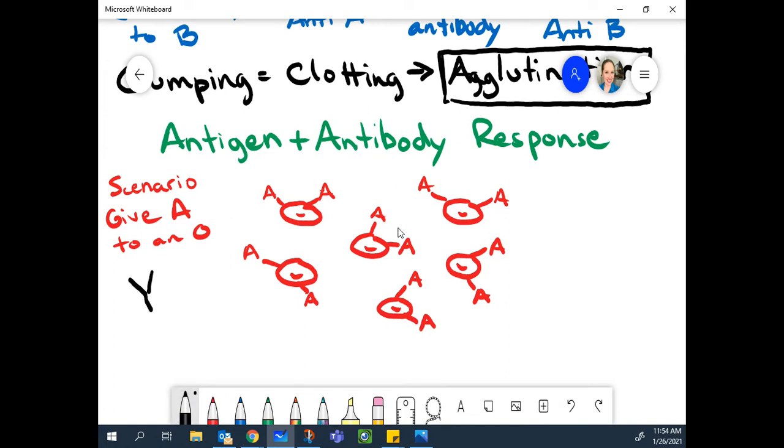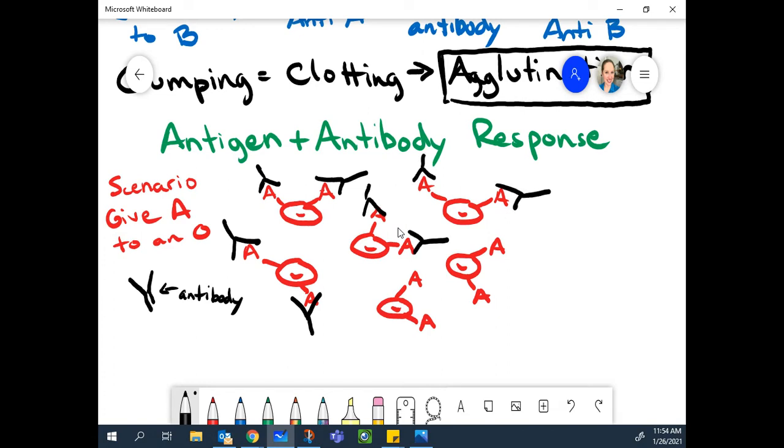Antibodies are like little Y-shaped proteins. So this is an antibody, and it's going to recognize those A's as bad. So it's going to bind to all of the A proteins. It's kind of like a lock and key-ish. It's like a glove holding a baseball. You can pick your own analogy.